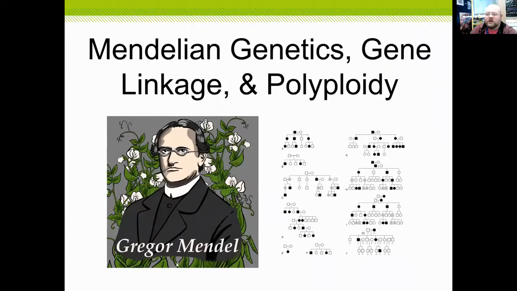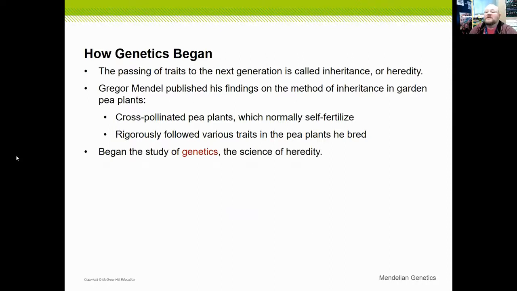All right, we are going to talk a little bit about Gregor Mendel, who is considered the father of genetics. Let's begin. So the passing of traits to the next generation is called inheritance or heredity. And Gregor Mendel published his findings on the method of inheritance in garden pea plants. So he took these pea plants and started noticing that based on how they were kind of bred together, they looked different. And he started thinking, why? Why do they look different?